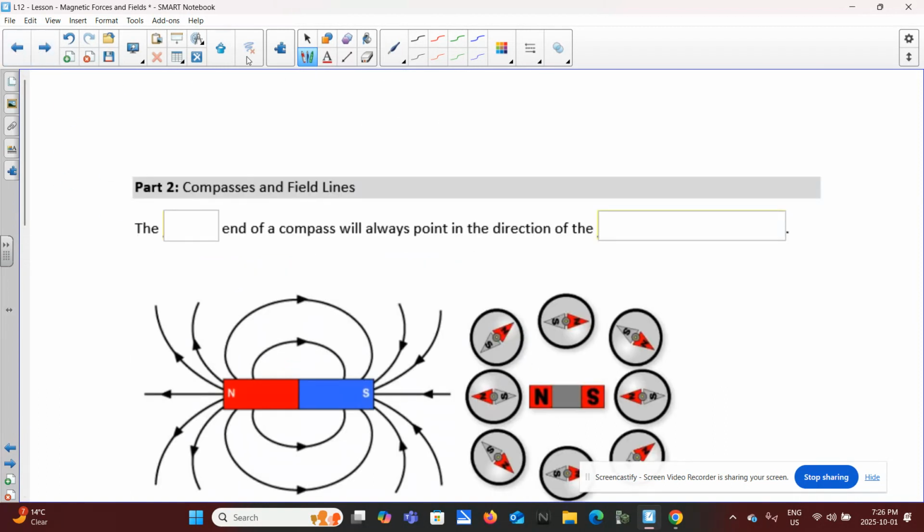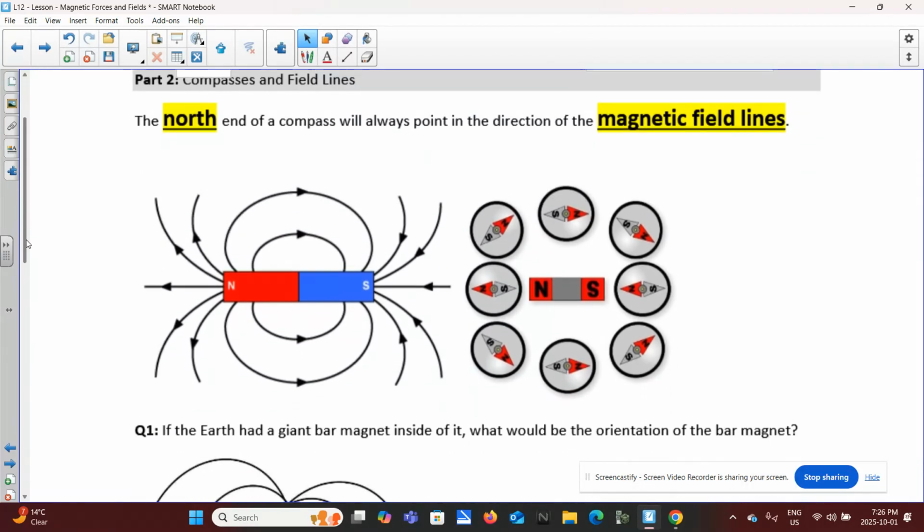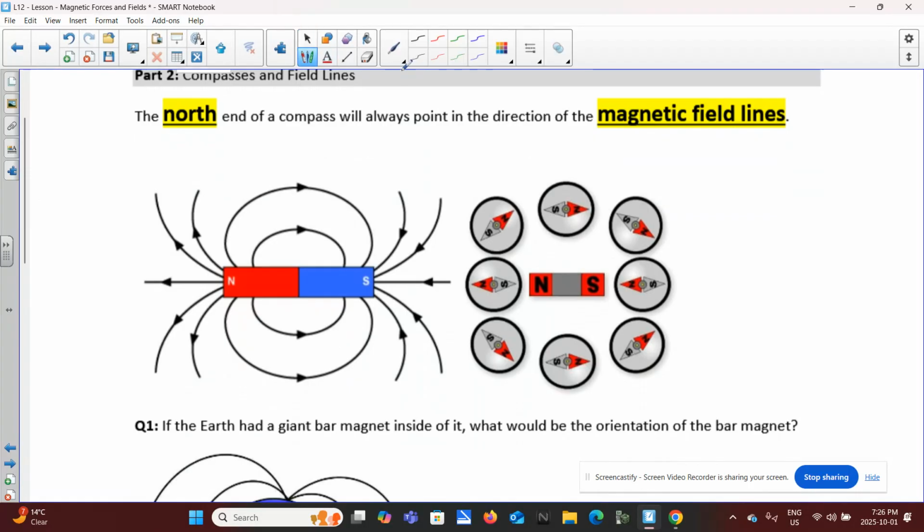So when I look at the next one here, compasses and field lines. The north end of the compass will always point in the direction of the magnetic field lines. So if I were to put a compass right here, because the field lines go in that direction, my compass is going to line up in that direction. If I were to put a compass right here, because my field lines come around this way, my compass is going to line up with the field lines.